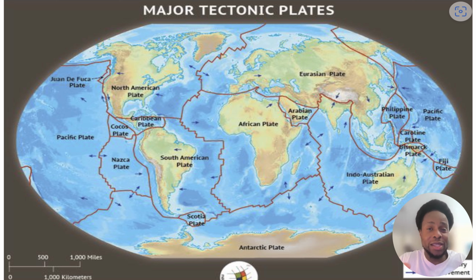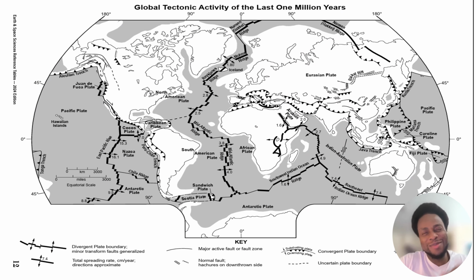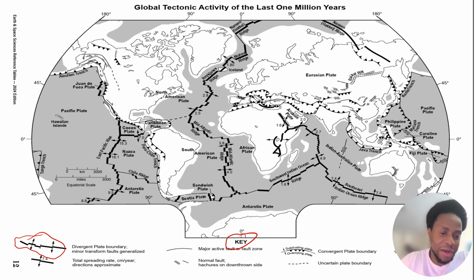Now, in front of you is a more colorful, vibrant representation of page number 12, showing all the major tectonic plates and tectonic boundaries that we have all around the world. Your page number 12 looks more or less like this. All right. So we're going to get started with the key, which is at the bottom of your ESSRT page number 12. And the first plate boundary we're going to be considering here is the divergent plate boundary.